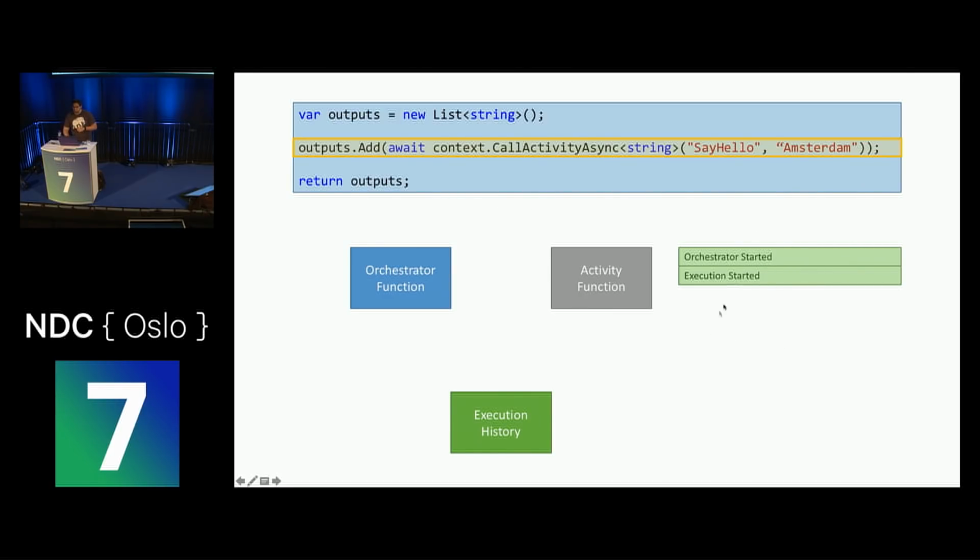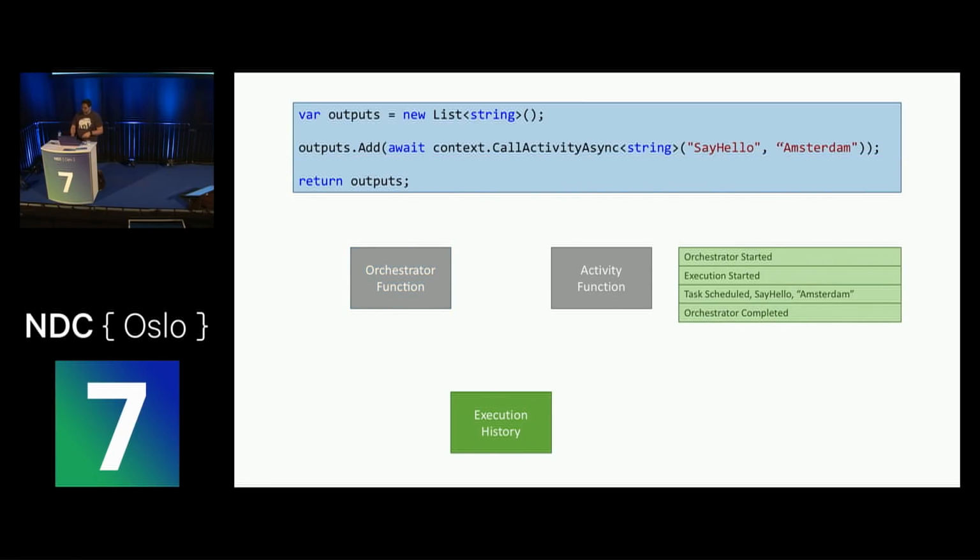And the first thing it's going to do is look at the execution history and say, hey, have I already done this action? Have I already had this function say hello to Amsterdam? And in this case, I haven't. So it says, nope, you haven't done this before. And the orchestrator's like, OK, cool, I'm going to do this then. So it's going to call that function. It's going to say, hey, function, you have some work to do.